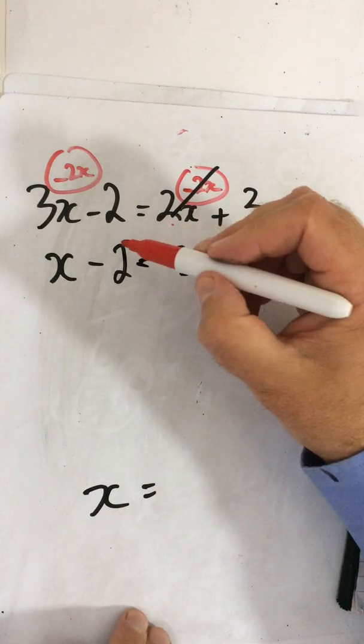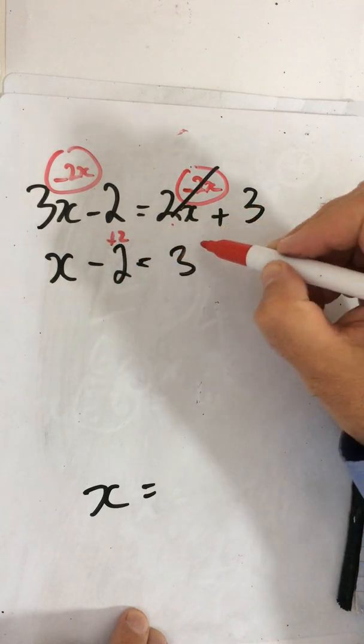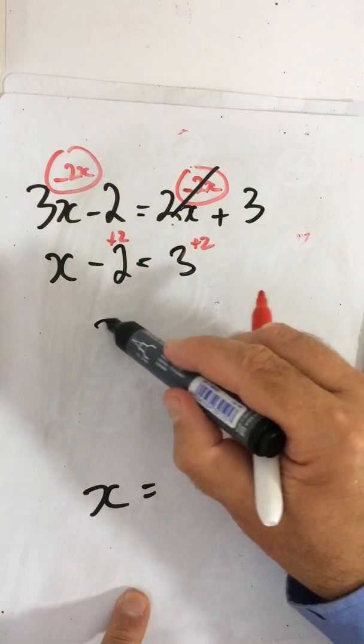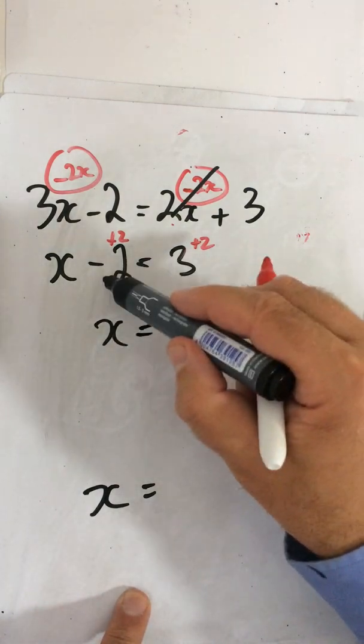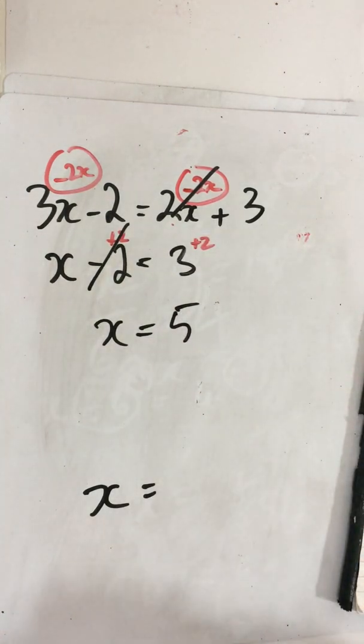From here, it's exactly the same. This is a minus 2, so I add 2 to it. Add 2 on that side, okay? So that leaves me with x is equal to, because that's got rid of that there, x is equal to 5. Okay, x is equal to 5.